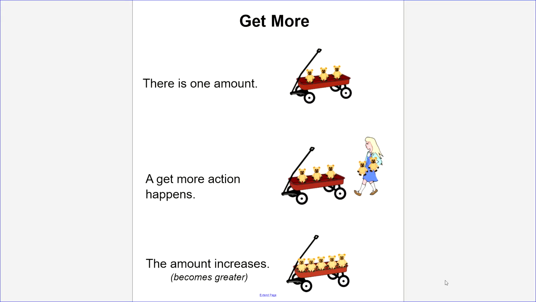For the last 3 days, you've been learning about Get More story problems. In a Get More story problem, there is an amount, the starting amount. A Get More action happens, the Get More amount, and the total amount increases or becomes greater, the result amount or whole.